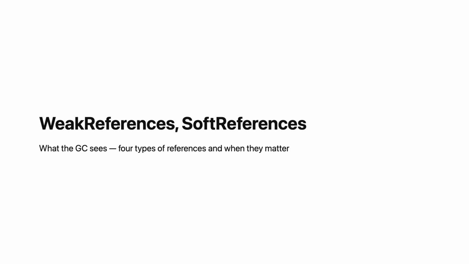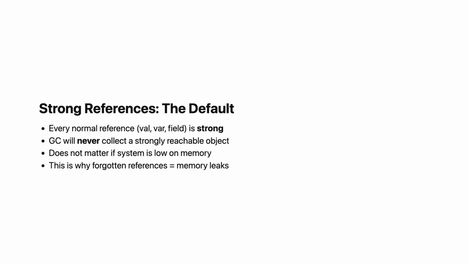Every normal reference in your code is a strong reference. When you write val user = User("Alice", 30), the variable user holds a strong reference to that user object. Strong means the GC cannot collect this object as long as this reference exists and is reachable from a GC root. Period. No negotiation. No conditions.